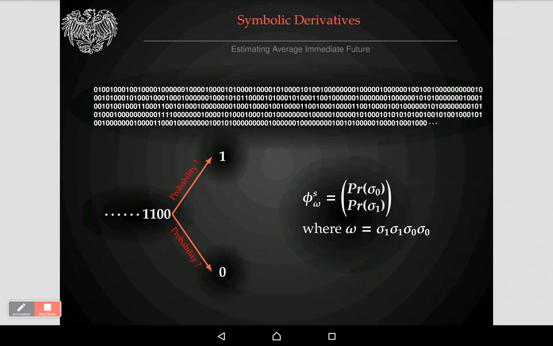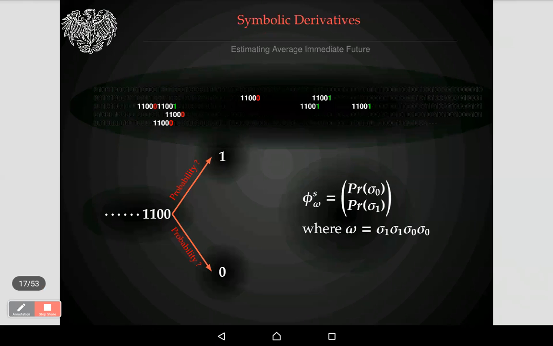We make use of something called symbolic derivatives. Without going into a definition, it is something like this. If you see a sequence 1100, what is the probability that the next symbol is 1 as opposed to being 0, right? And that distribution is called the symbolic derivative at 1100. And how do we find it? You just go about looking for 1100 in the input data stream, see how many times you get a 0 and how many times you get a 1, normalize the count, and if you have a long enough data stream, then that empirical estimate starts converging and you get the symbolic derivative at 1100.